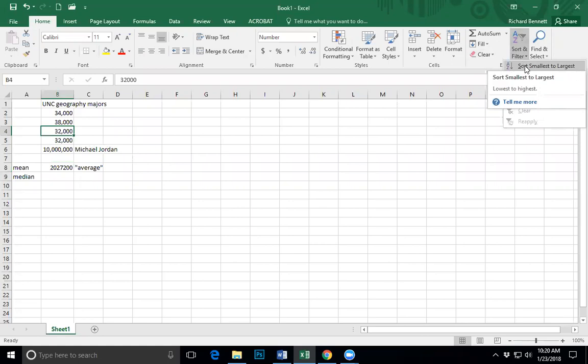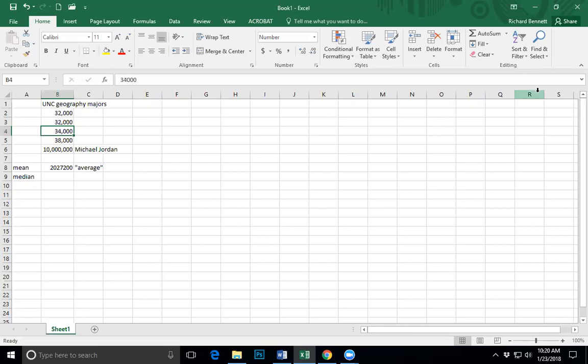Now, let me just warn you, later on in the semester, sorting data could get you in trouble, but for today it's okay. So just be careful about sorting your data. But basically, I've sorted my data, and as I mentioned before, the median is the middle value.